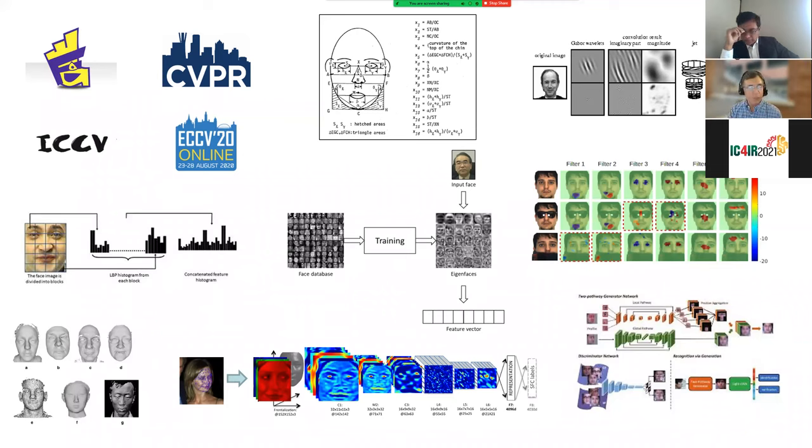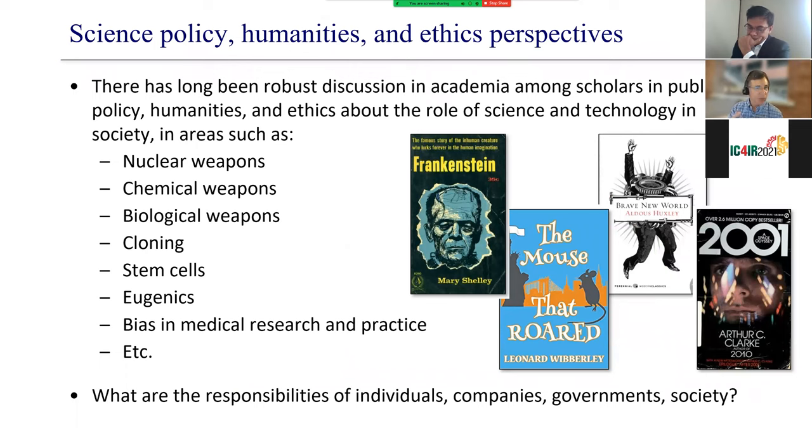So in addition to people doing research and development and building applications of face recognition, there have been other directions of interest quite different from this. People in non-technical subjects, so people studying science policy, various humanities subjects, people studying ethics. Actually, for quite a while, there's been a lot of overlap between these scholarly interests and new technologies coming around. So things like nuclear weapons, chemical weapons, cloning, stem cells, things like that. And a lot of this over the years has at least hinted at AI kinds of technologies.